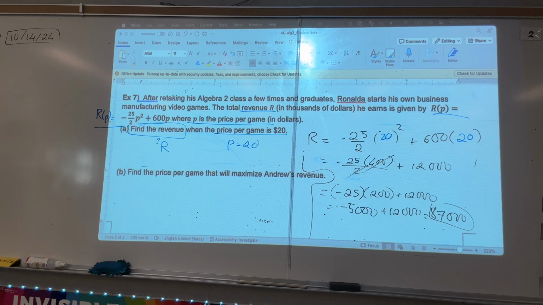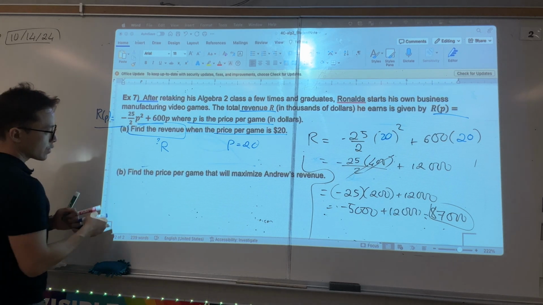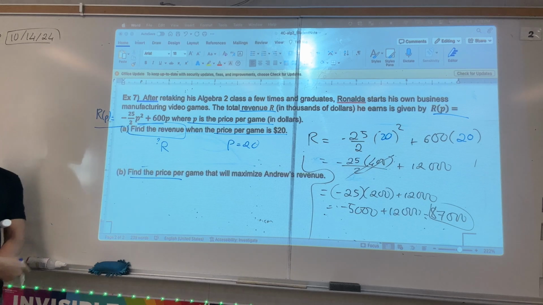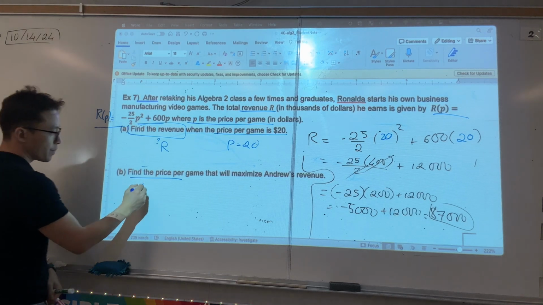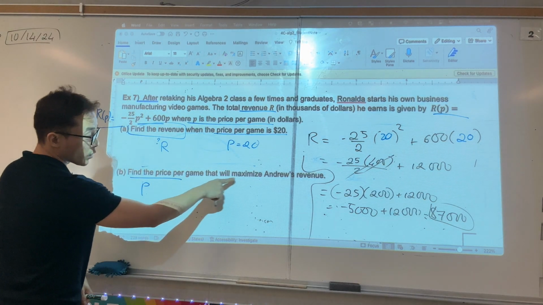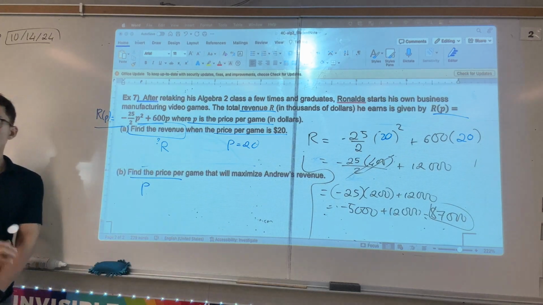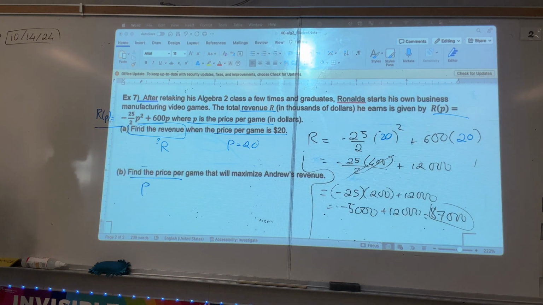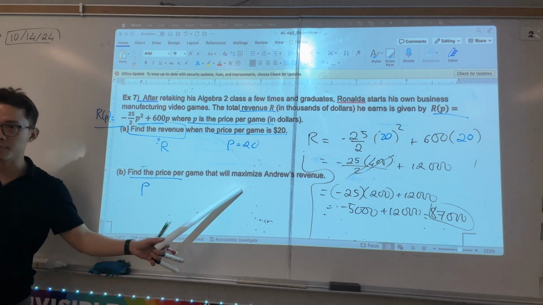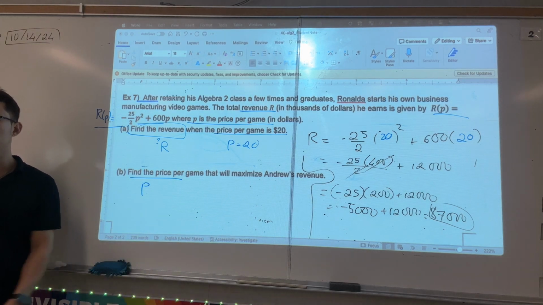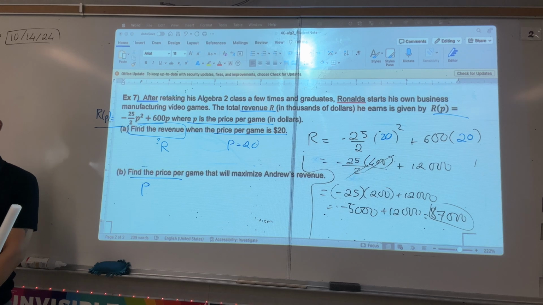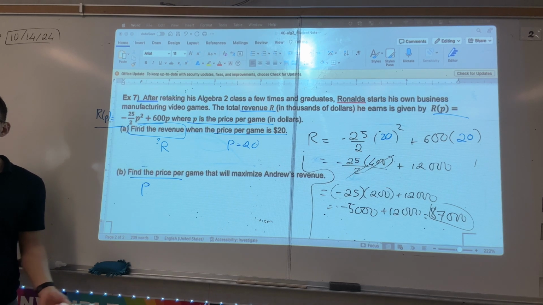Last one. Find the price. What letter are they asking for? The R or the P? The P. Very good. So P is what, so that it can maximize the revenue. Again, when they ask about maximize, minimize, maximum, minimum, what are they talking about?